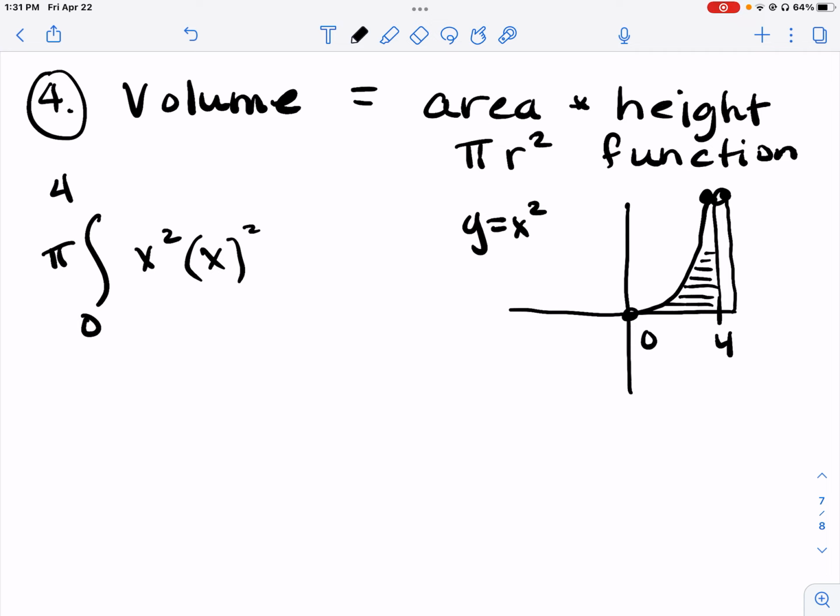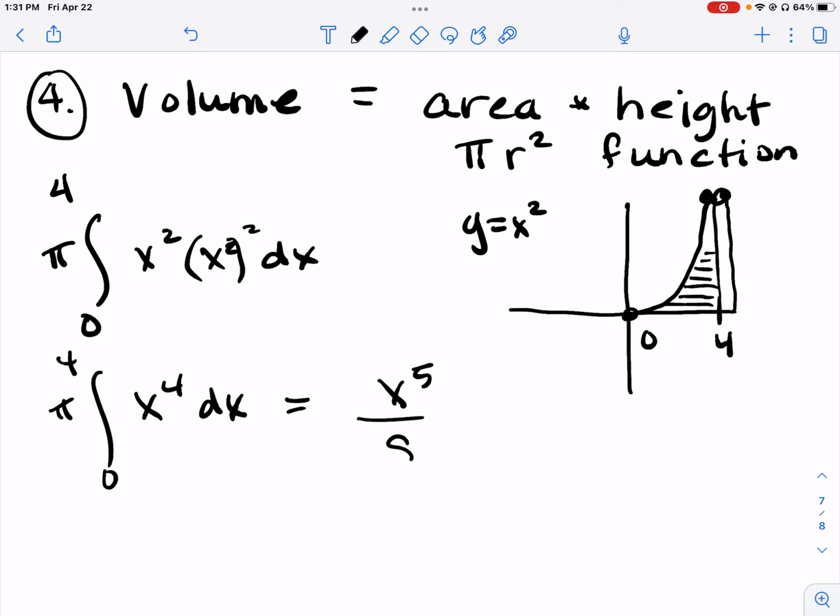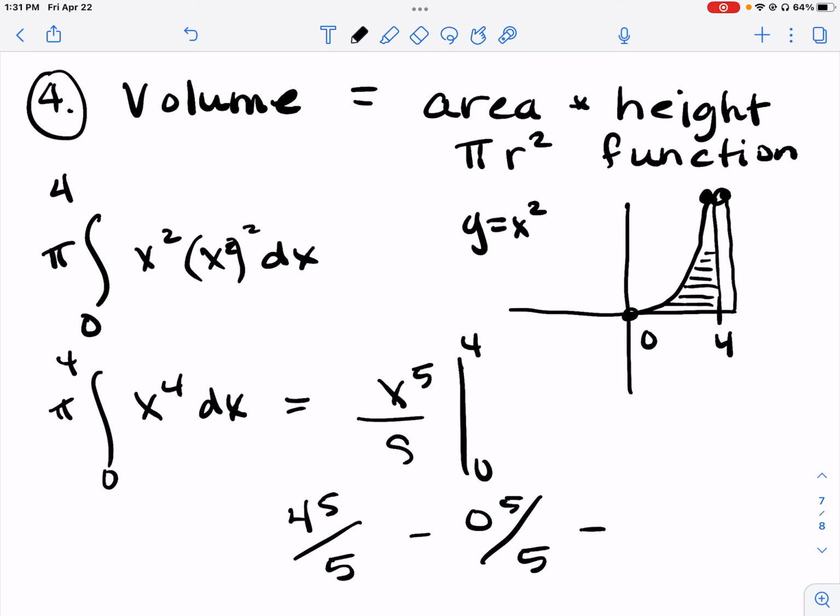The height is x squared squared. And then dx. So we're integrating x to the 4th, which is x to the 5th over 5 from 0 to 4. So we do 4 to the 5th over 5 minus 0 to the 5th over 5. And so we get 1024 with the pi that's out front over 5.